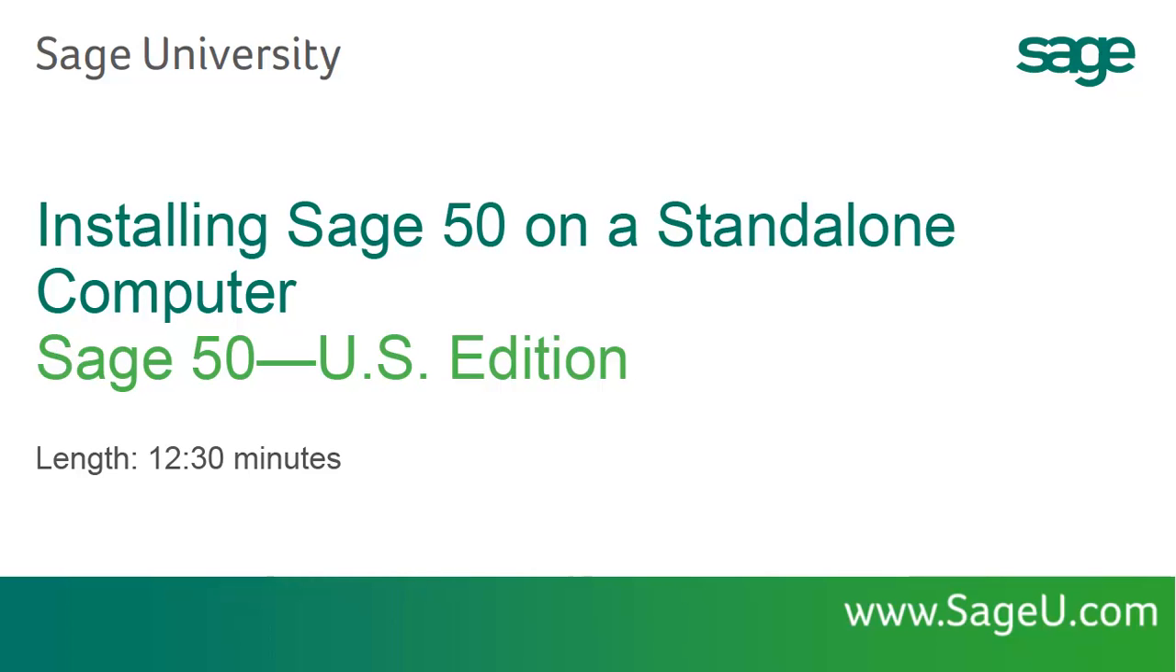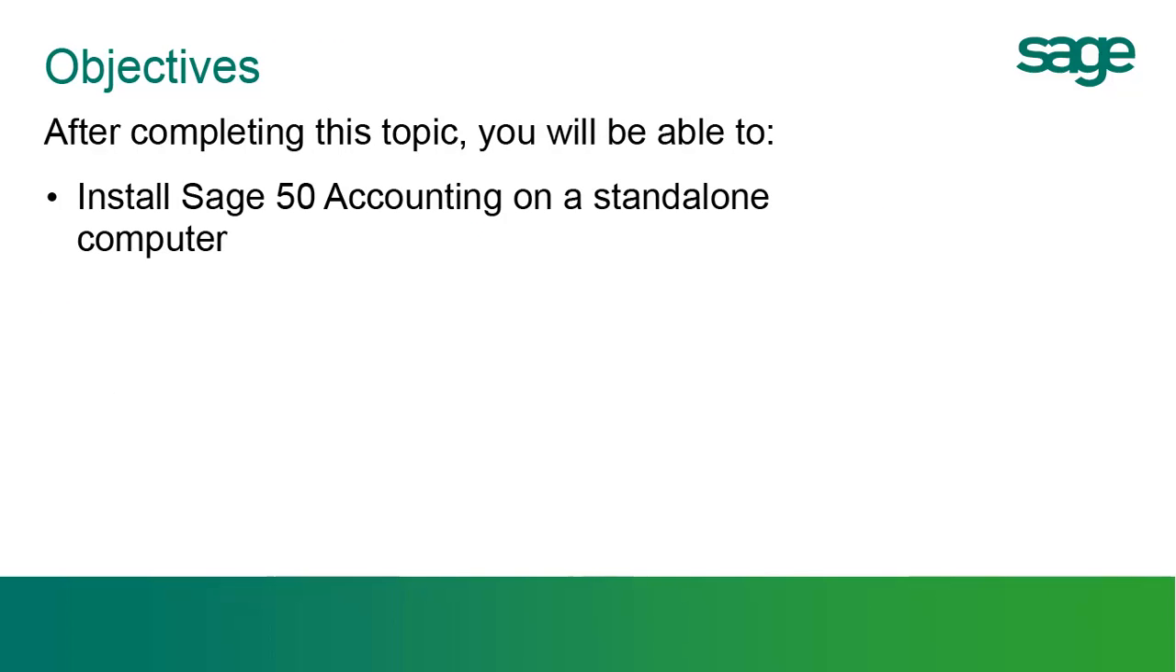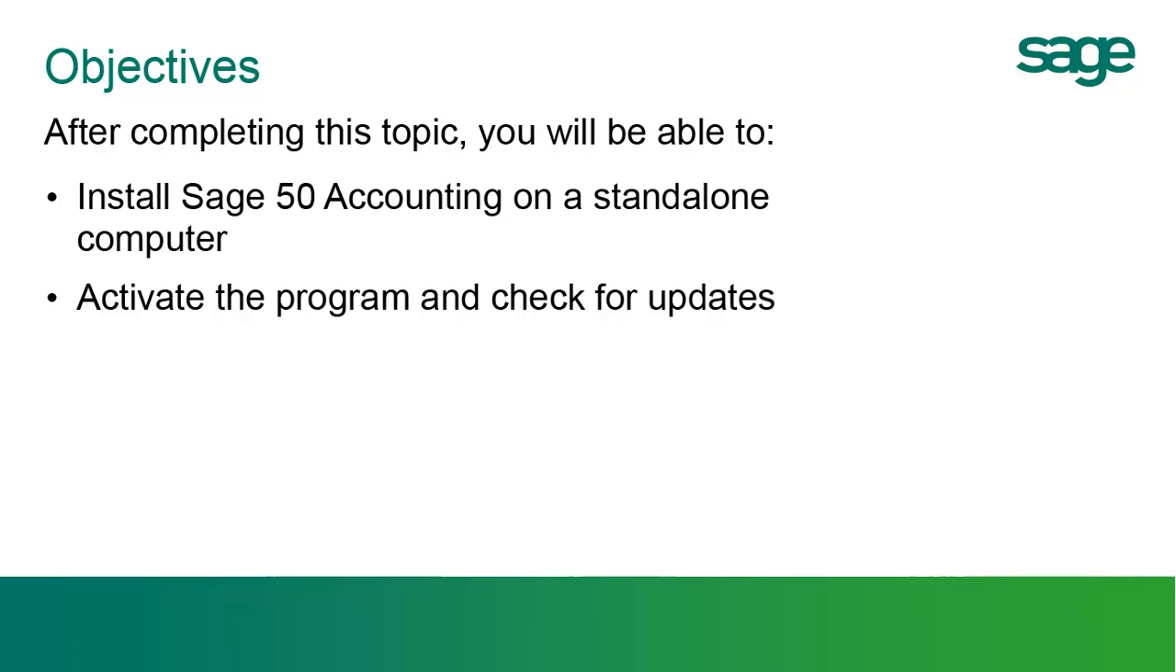Welcome to the Sage 50 US Edition Anytime Learning topic. In this topic, you will learn the procedures and steps used to install Sage 50 Accounting on a standalone Windows computer. After completing this Anytime Learning topic, you will be able to install Sage 50 Accounting on a standalone computer and activate the program and check for updates.